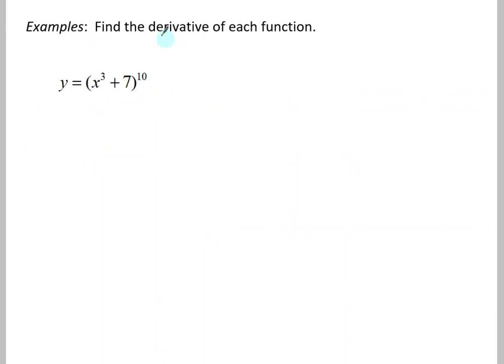Examples. Find the derivative of each function. So here we have y equals the quantity x cubed plus 7 to the 10th. So I notice this is a composite function. There is an inside to this function. We're going to call that u. U is our chocolate. That is x cubed plus 7. That way I can write this simpler as y equals u to the 10th. Doesn't this look much simpler to take the derivative of than this guy right here?